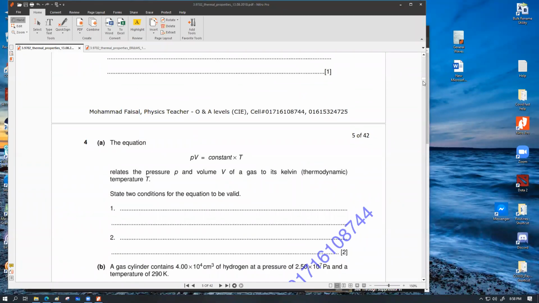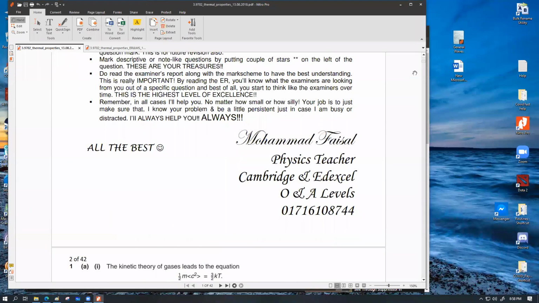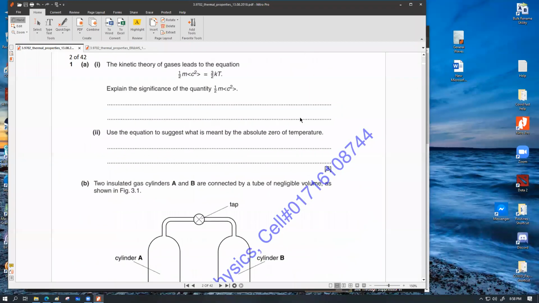Yes, sir. Good. So if we have a look from the very first question, why not? So have a look over here. The kinetic theory of gas leads to the equation half mc square equals 3/2 kT. Explain the significance of the quantity half mc square.